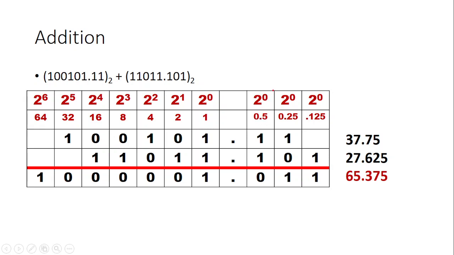And 2 to the power minus 1. What is 2 to the power minus 1? 2 to the power minus 1 is the same as writing 1 over 2, 1 by 2. 1 by 2 you know very well is 0.5, and that is what I have written. So this is 0.5.